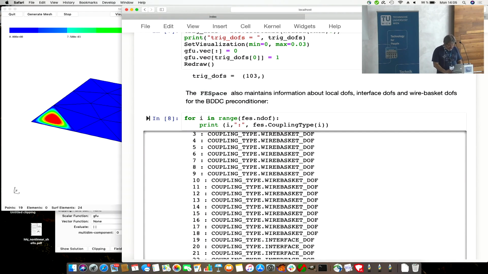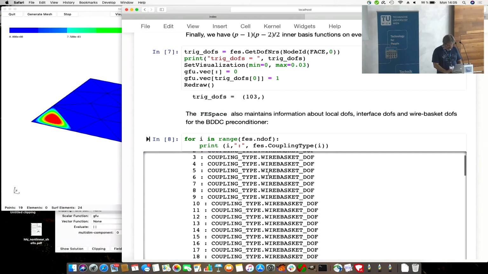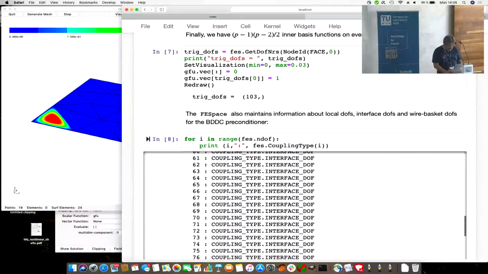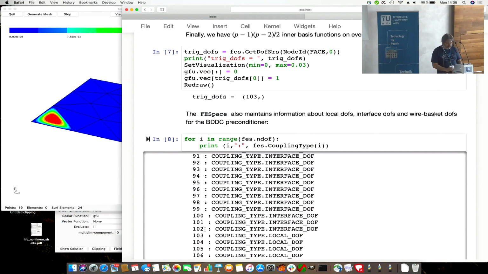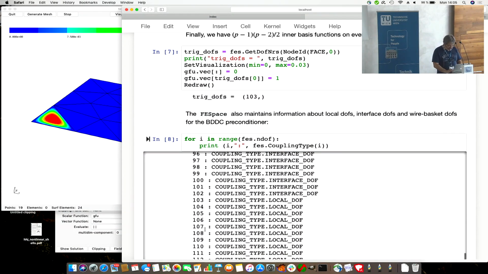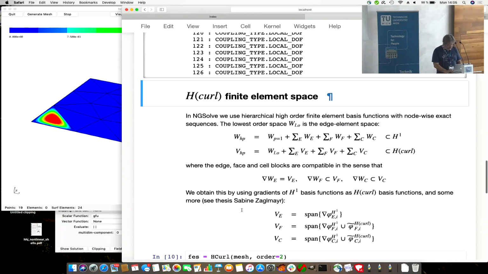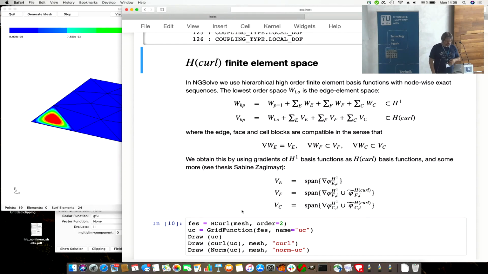Okay, coming back to the coupling types, if we ask the coupling type of the DOF numbers, we see the first ones are wire basket DOFs, these are the vertex DOFs. Then the edge DOFs starting from 19 till 102 are living on the edges, the interface DOFs, and the final ones are local DOFs interior to the triangle. Okay, similar for H-curl. Looking at basis functions for the H-curl space.